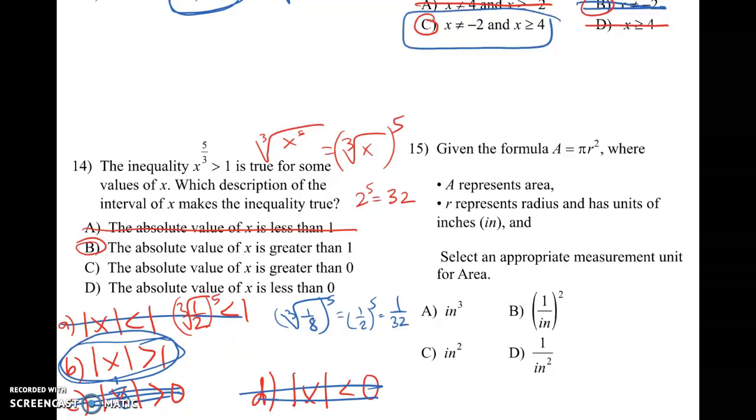Number 15. Given the formula A equals pi r squared, where A represents area and r represents the radius and has units in inches, select the appropriate measurement unit for area. So area equals pi, and then remember r squared is inches squared. Pi being a number, for my units, I'm going to have inches squared. So that matches C. It's not 1/inches because it's pi times r squared. It's not 1/inches squared, and it's not inches cubed, it's C.